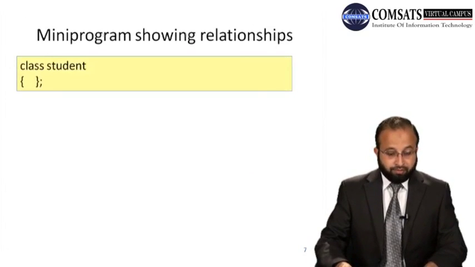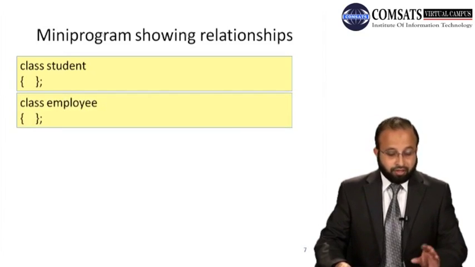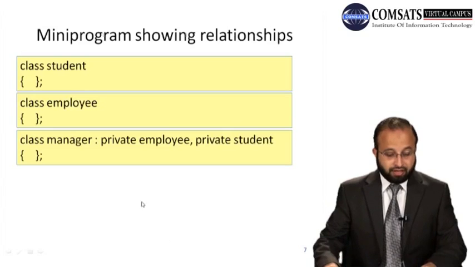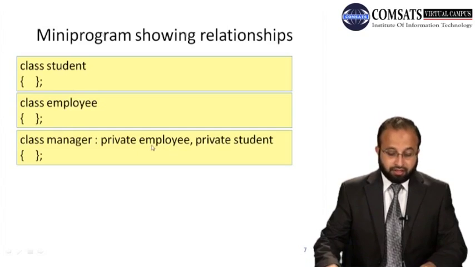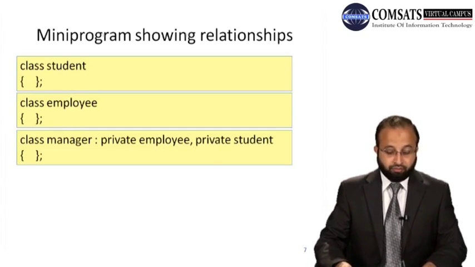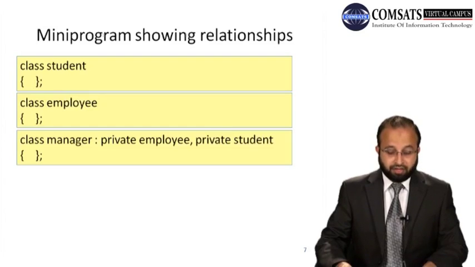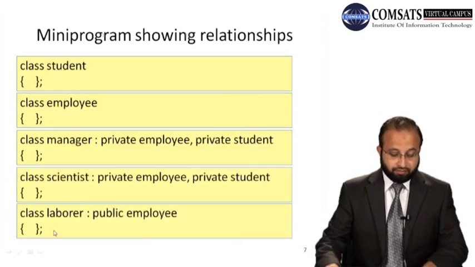So let me show you a mini program, a small program showing this relationship. So we have a student class. What is inside the class, we will see. And we have an employee class. You already know what should be inside that class. And a manager class, जो कि inherit हुई है employee class से and inherit हुई है student class से. The type of the inheritance is private, and we have already seen why this inheritance is private. I told you in the previous lecture why it is private and why the inheritance with the laborer class is public, right?